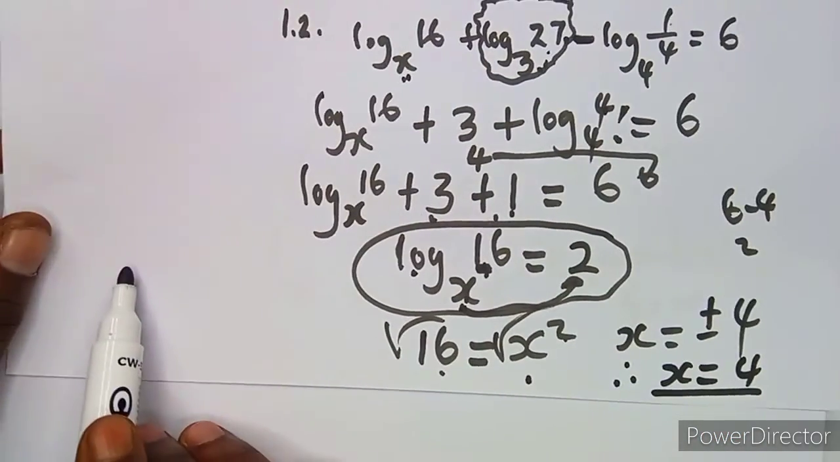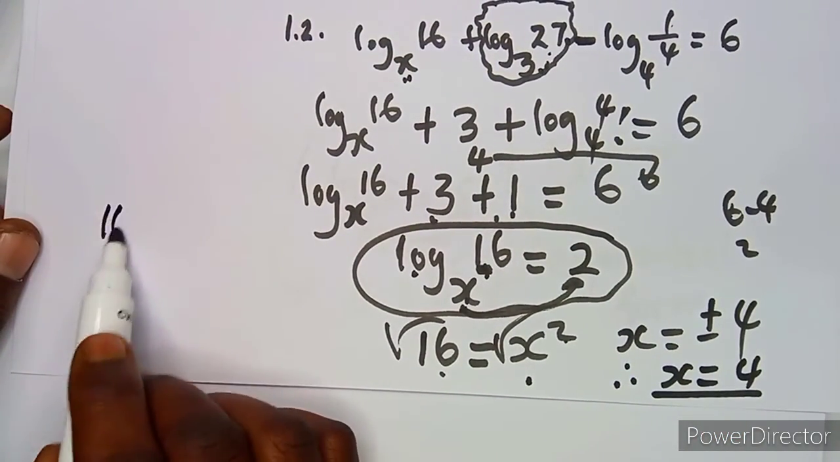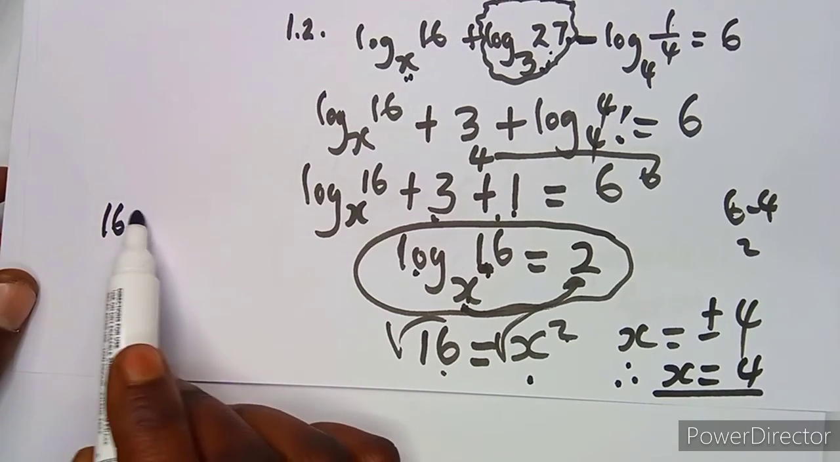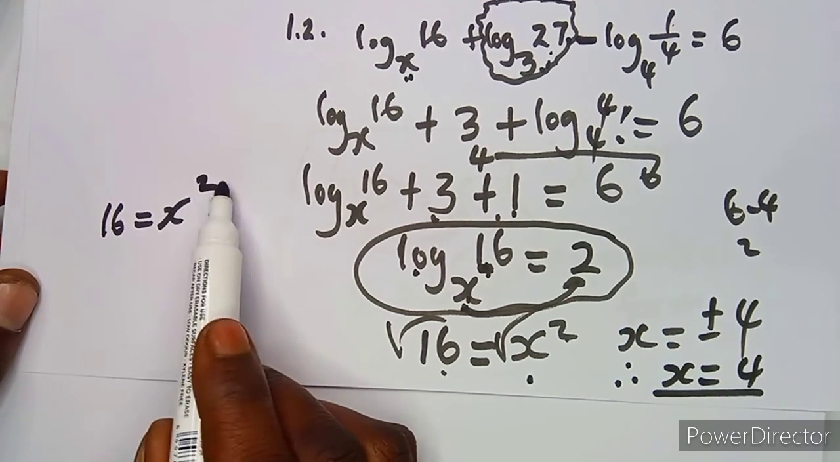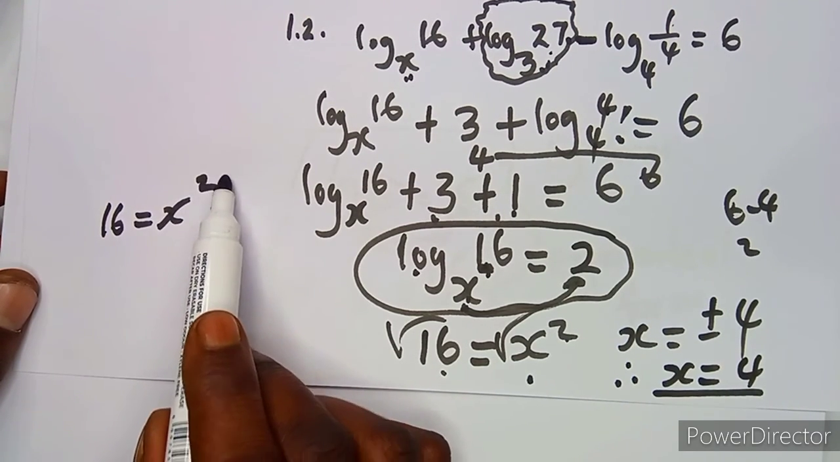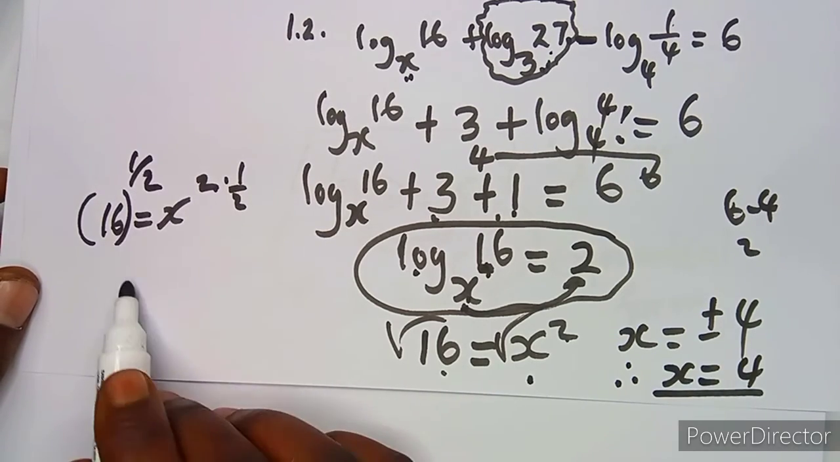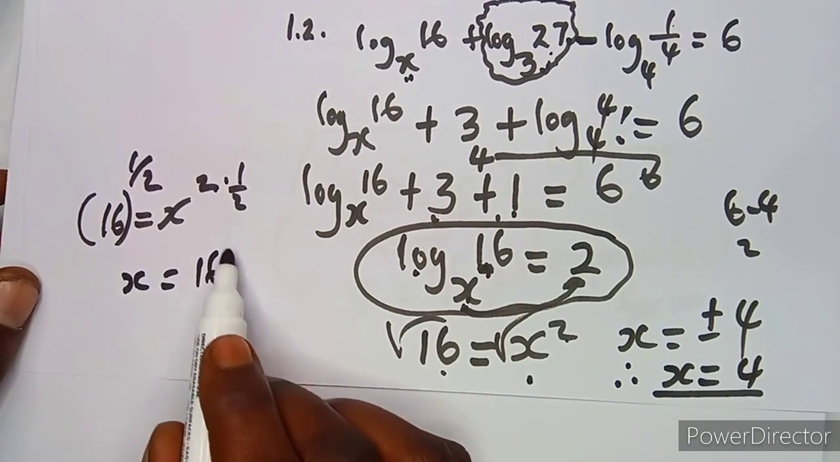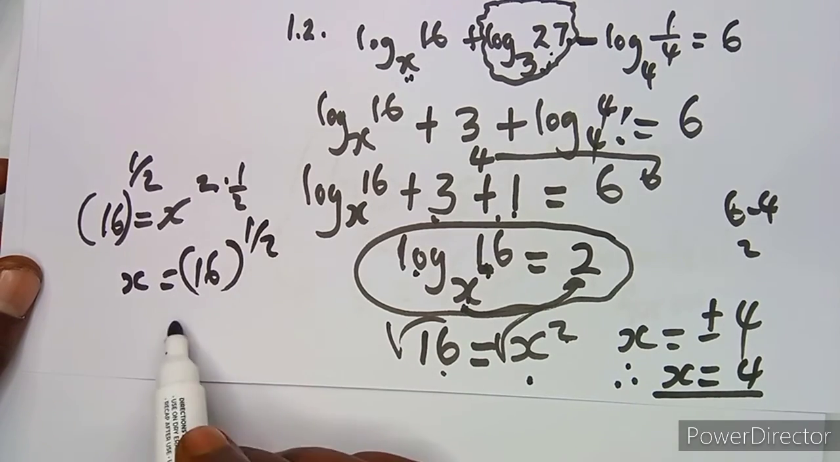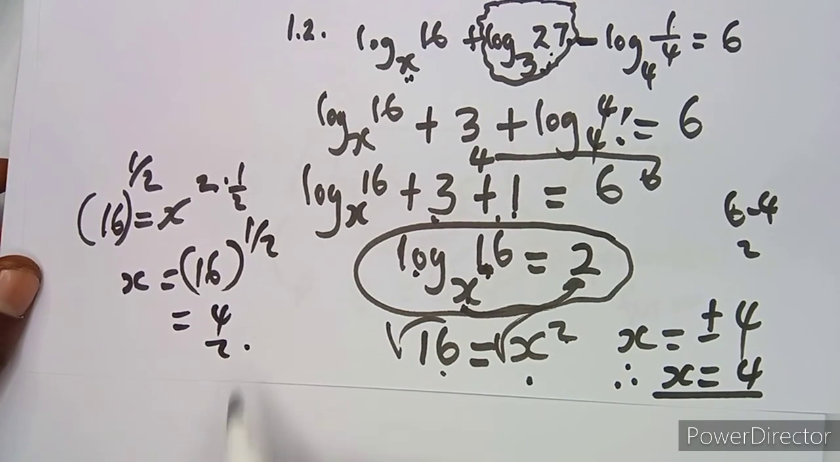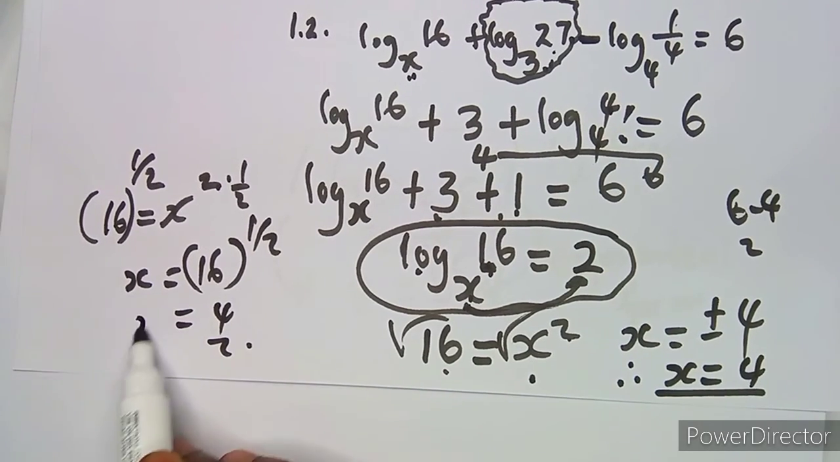So from 16 we can also use this concept. 16 is equal to x to the exponent of 2. You just find the inverse of 2, which is 1 over 2. So x is going to be 16 to the exponent of 1 over 2, of which you're going to obtain 4 from your calculator. So still you can obtain the same value of x using that concept. So that is the idea there.